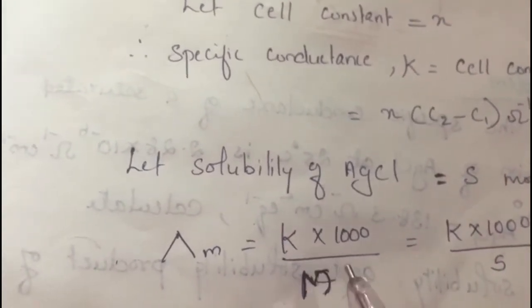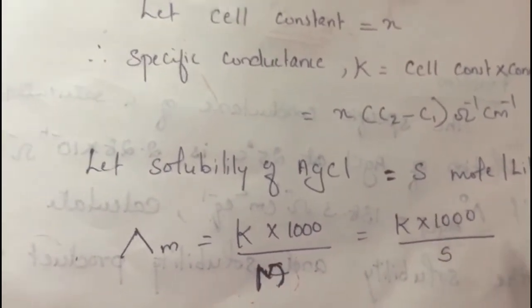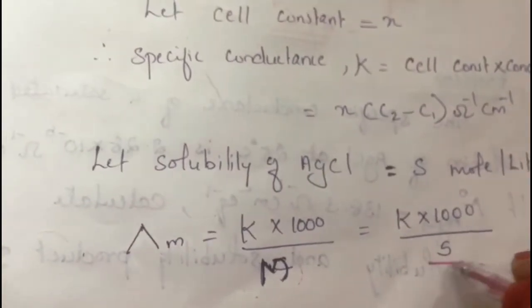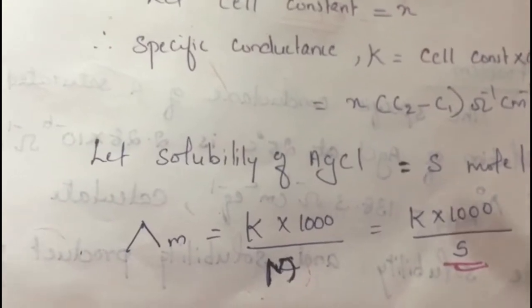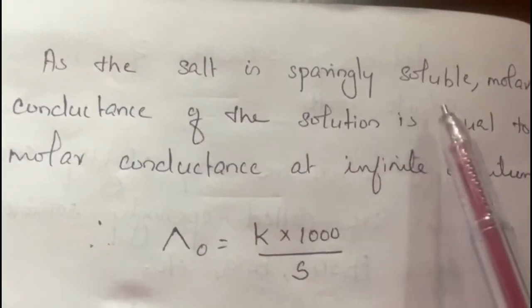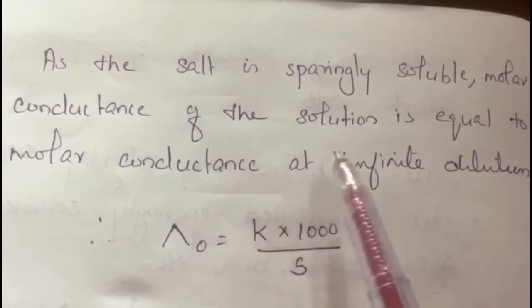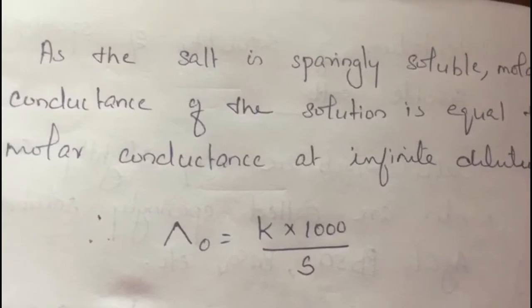That means specific conductance divided by concentration. So molar conductance equals K into 1000 by S. We have written S here because we already said the concentration is the same as the solubility in the case of a sparingly soluble salt. And as the salt is sparingly soluble, the molar conductance of the solution is equal to the molar conductance at infinite dilution.